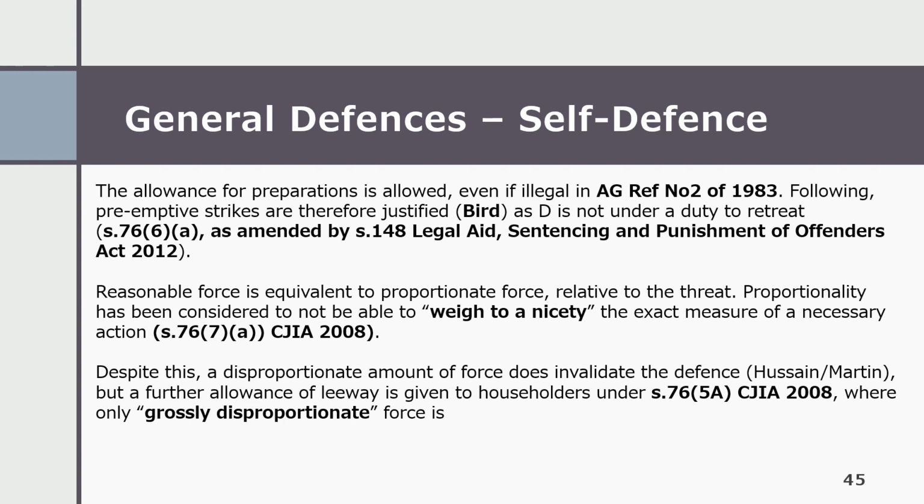Reasonable force is equivalent to proportionate force relative to the threat. Proportionality has been considered to not be able to be weighed to a nicety, the exact measure of a necessary action. So there is slight leeway in terms of slightly excessive force. So that's Section 76, subsection 7, subsection A. Despite this, though, a disproportionate amount of force does invalidate the defense seen in Hussein/Martin, but a further allowance of leeway is given to householders under Section 76, subsection 5, subsection A, where only grossly disproportionate force is enough to invalidate the defense.